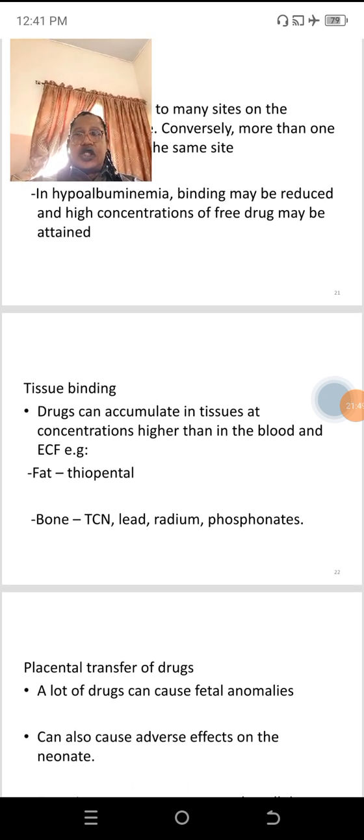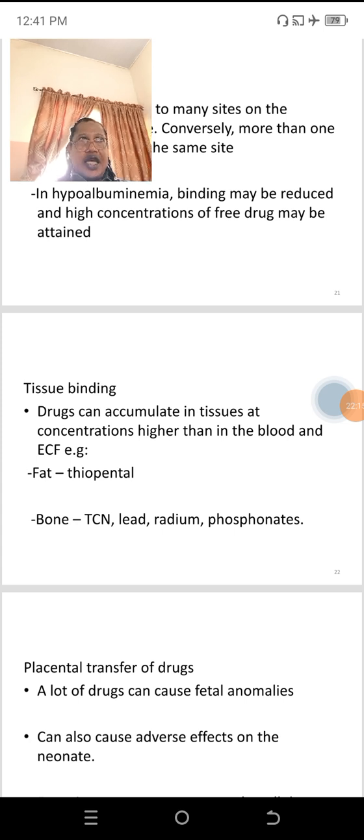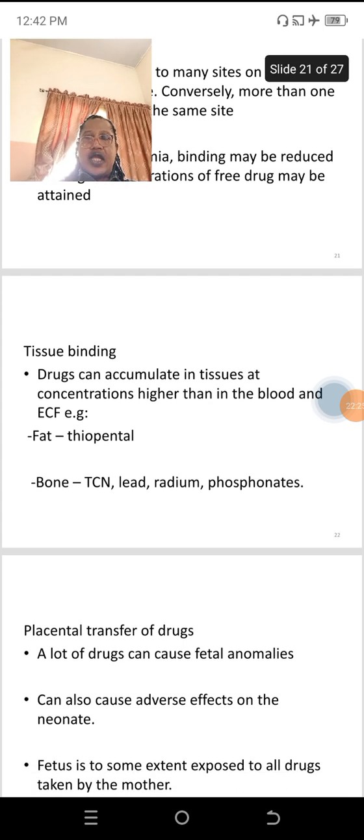Let's quickly look at tissue binding. Drugs can accumulate in tissues at concentrations higher than in the blood and in the extracellular fluid. For example, with the anesthetic agent thiopental, repeated doses over a long period of time may accumulate in fatty tissues in the body, and this may prolong the recovery of the patient from the anesthetic state.